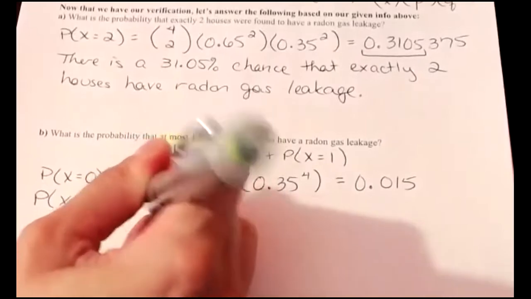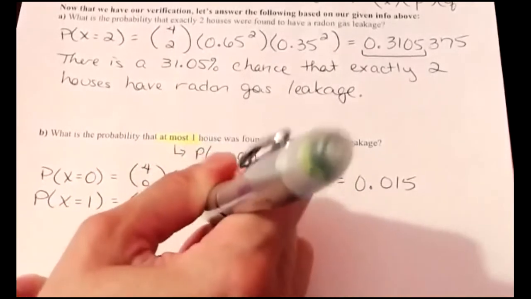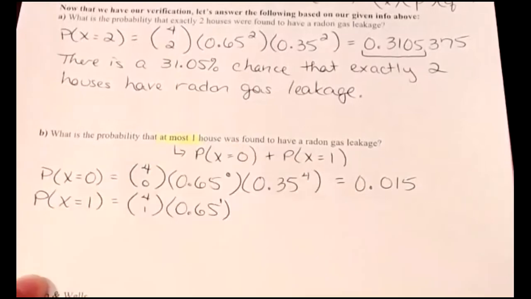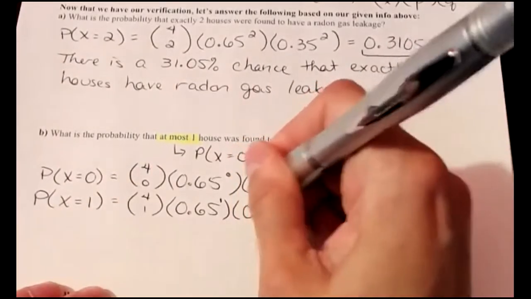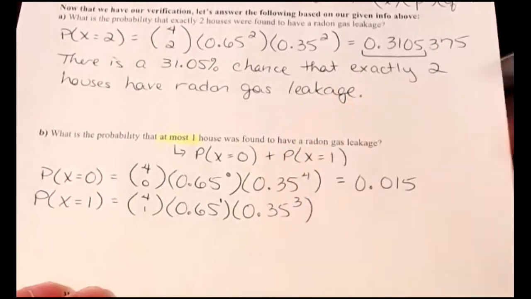Same thing, I'm going to move a little quicker. 4, choose 1. One house is going to have the gas leakage. So we raise 0.65 to the 1, which means 3 houses are not going to have it. You see, out of the 4 houses, 1 does and 3 do not. Let's go ahead and punch this into our calculator. 4, choose 1, multiply that by 0.65 to the 1st power, and then multiply that by 0.35 to the 3rd power. Would someone share what they are getting for the probability when x is equal to 1?